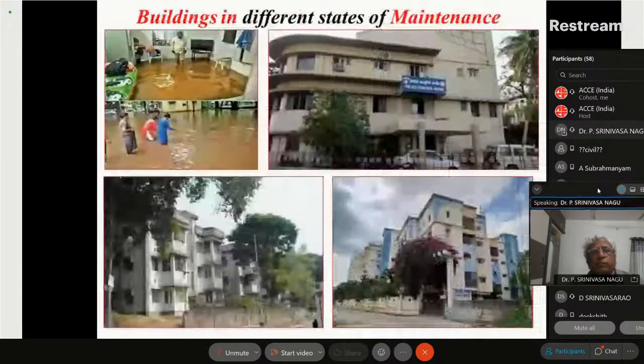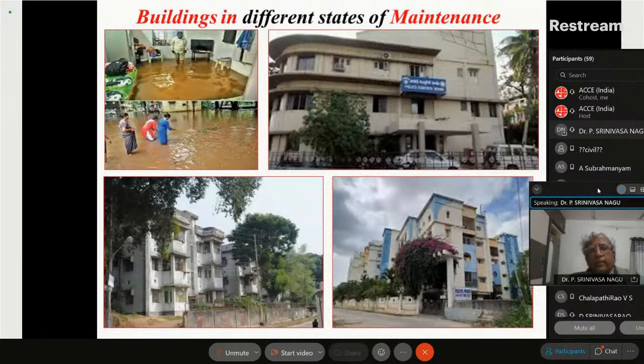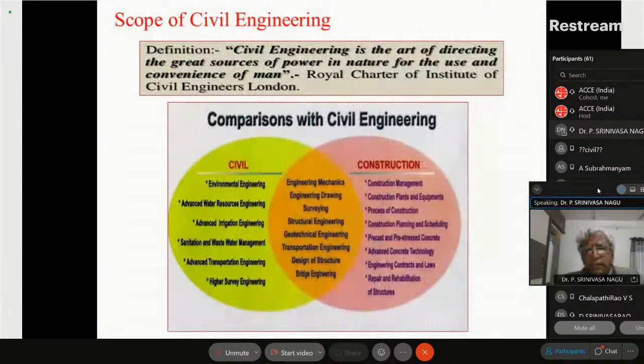Right, thank you. Now you can see the buildings in different states. It all depends on the importance people give to the maintenance of the building. We cannot say there will be one or two reasons for that. Even an excellently maintained building may be subject to flooding; it doesn't mean the maintenance is bad. But at a look, we can say whether the building is properly maintained or not, and it is akin to the human body.